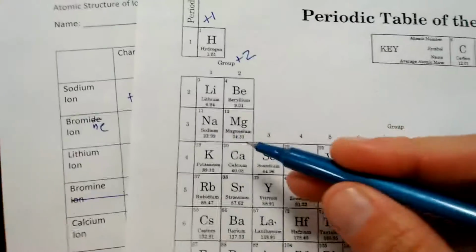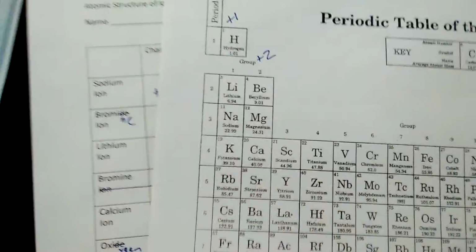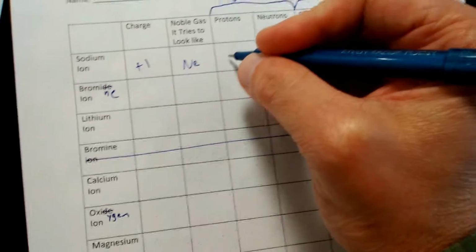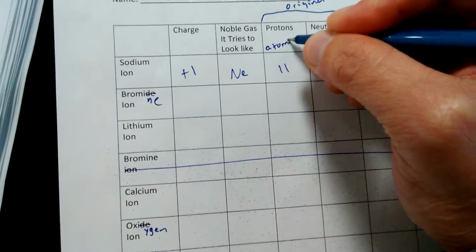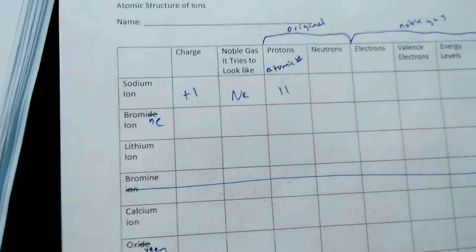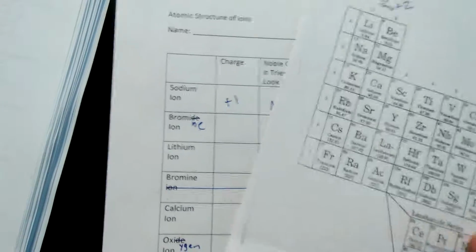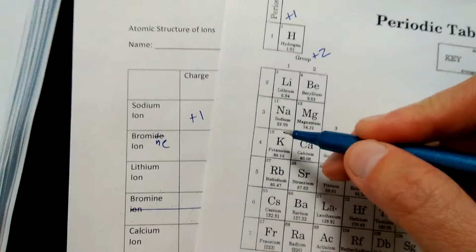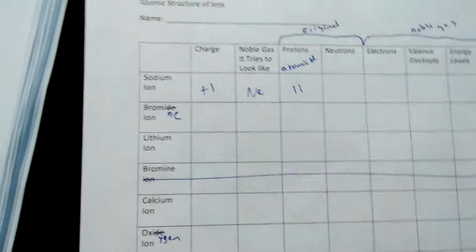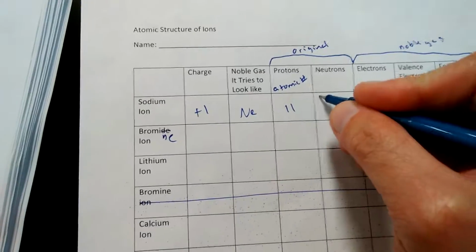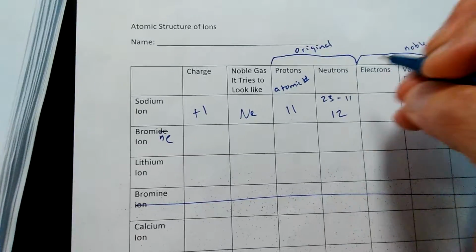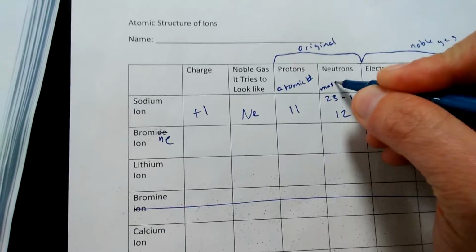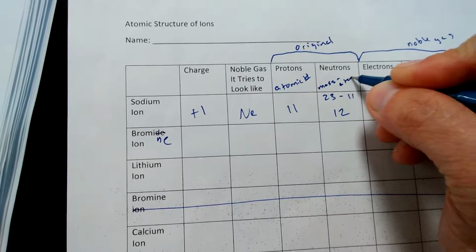For the protons and neutrons, we look at sodium. The atomic number, 11, tells us the number of protons. Again, that's just atomic number. For the neutrons, it's the mass minus the atomic number. So the mass is 22.99. That rounds to 23. Minus the atomic number 11 gives us 12. So again, mass minus atomic number.